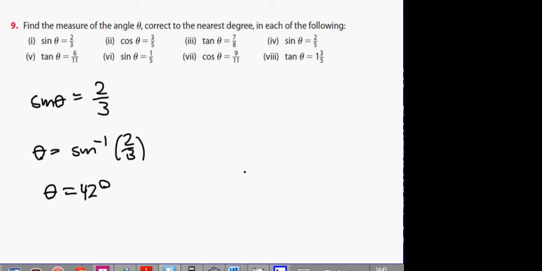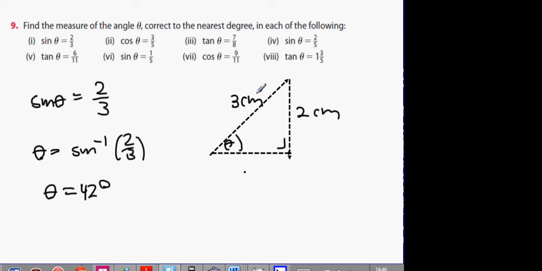I just want to quickly remind you what that means. If I was to draw a right angled triangle, what this means is for every 2 centimeters the opposite has, the hypotenuse will have 3 centimeters. It doesn't mean that the triangle is guaranteed to be 3 long and 2 up. It just means that's the ratio. For every 2 centimeters it goes up, it goes 3 centimeters on the diagonal. Is that alright? Alright guys, do one more.